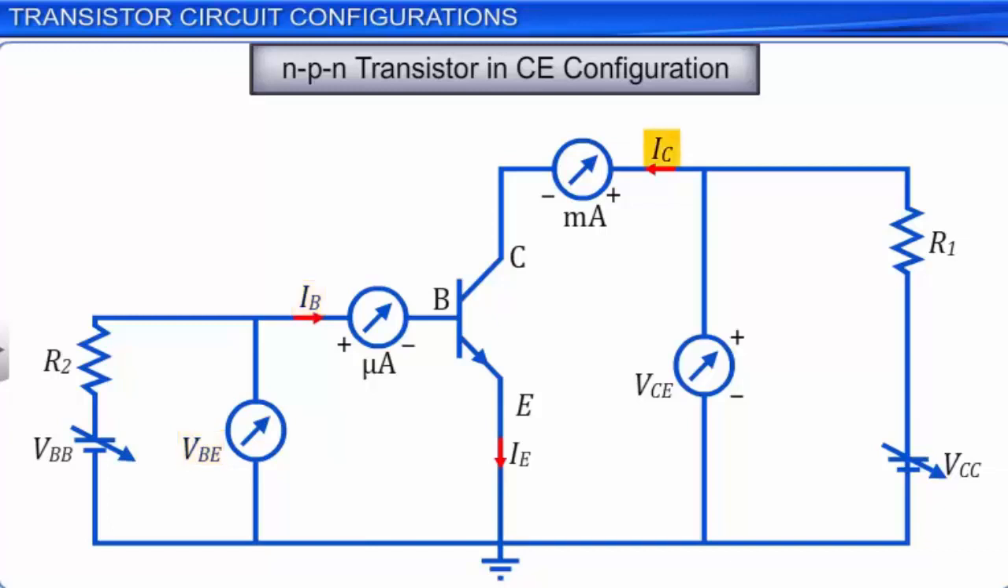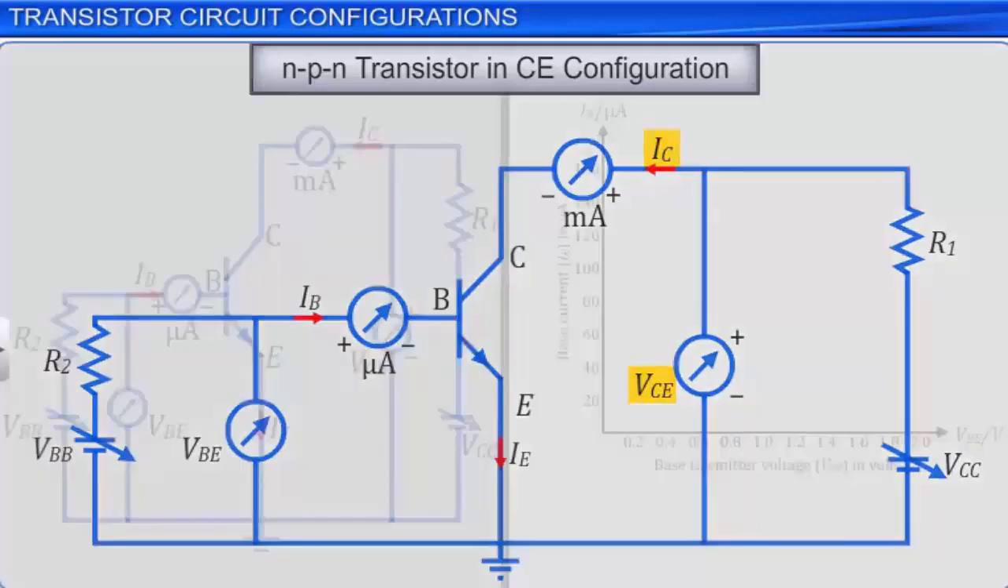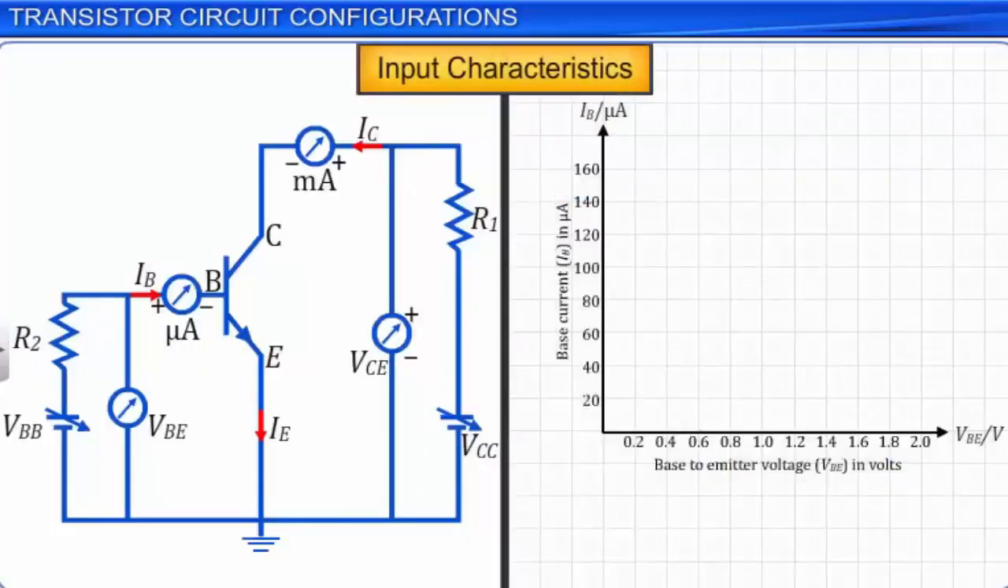The input characteristics of an NPN transistor in the common emitter configuration can be studied by plotting the base current, IB, against the base emitter voltage, VBE, at a constant collector emitter voltage, VCE. The collector emitter voltage, VCE, is kept constant within the range of 3 volts to 20 volts to ensure that the collector base junction is reverse biased and the transistor is in active state.